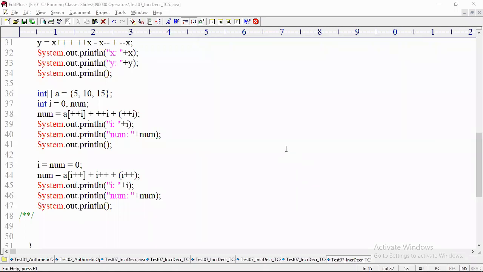After core Java is completed, you can join cloud. Your wish. Salesforce, AWS, you can learn.